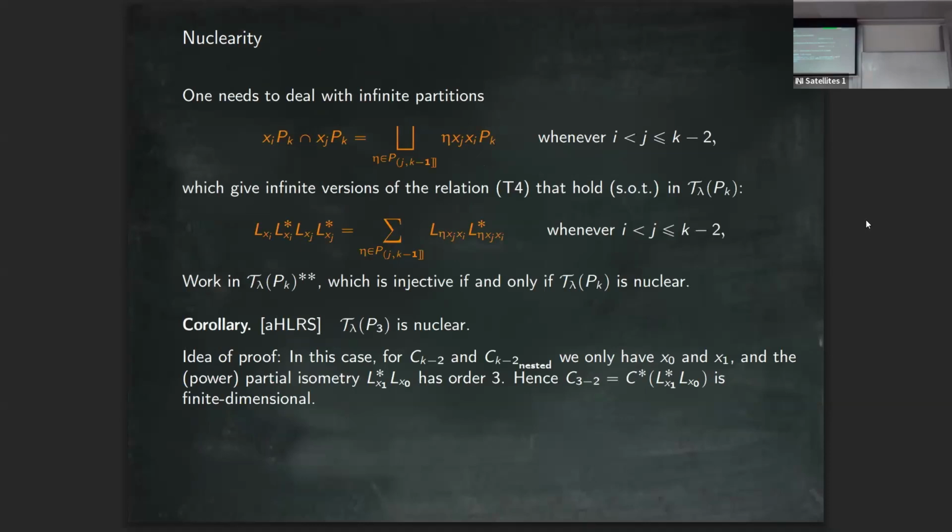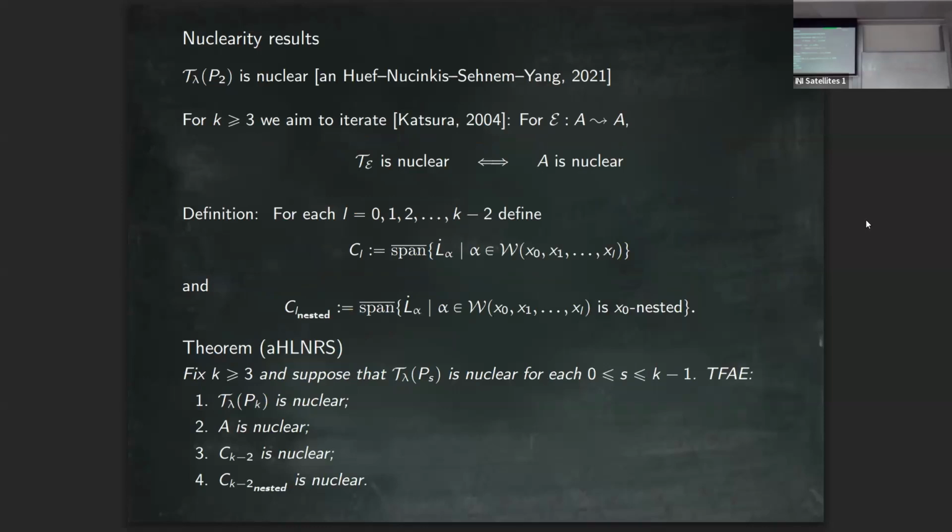And the technique is, well, you look at those infinite decompositions of intersections of constructible right ideals for generators, and they kind of give you a strong operator topology relation. And to realize that, we move to the double dual, which is injective if and only if T lambda of pk is nuclear. And using that, we prove that T lambda of P3 is nuclear. And the reason that is accessible is that when you reduce to those smaller subalgebras, one of them is finite dimensional. And the reason it's finite dimensional is a bit of a fluke.